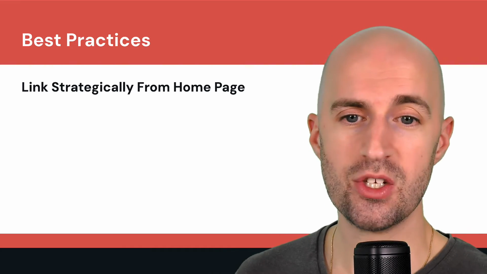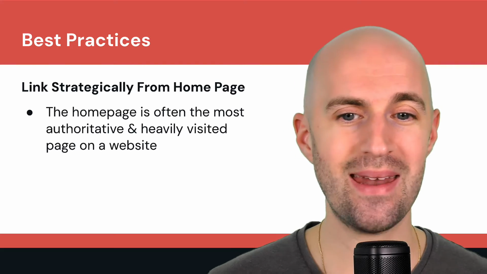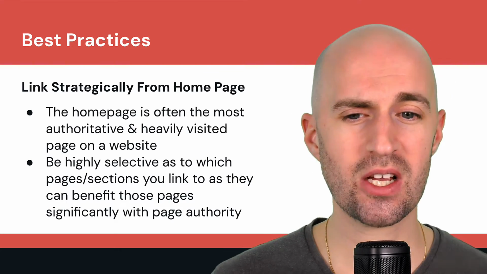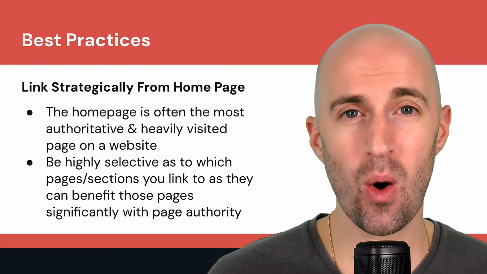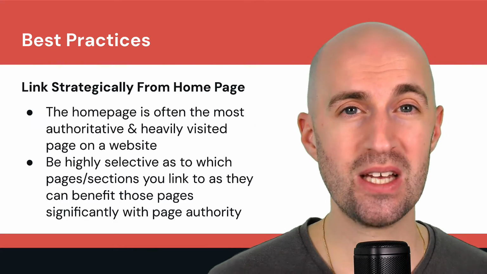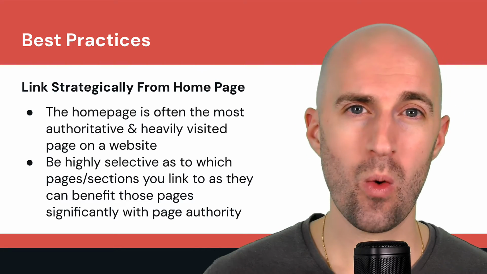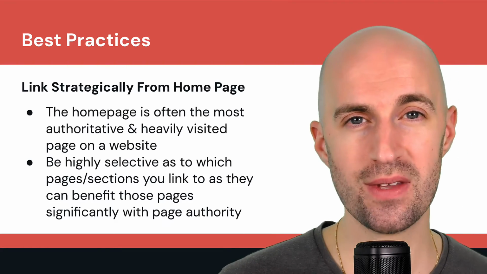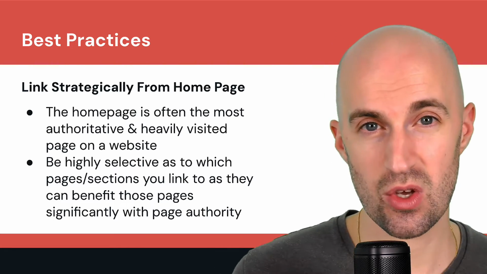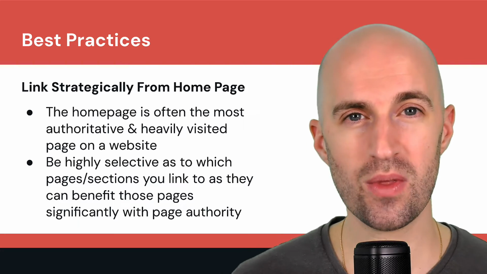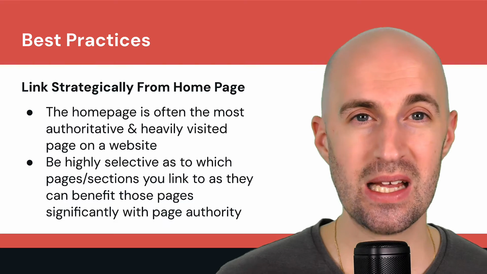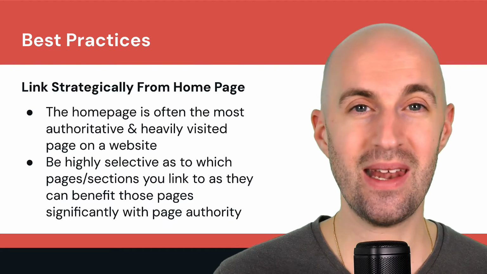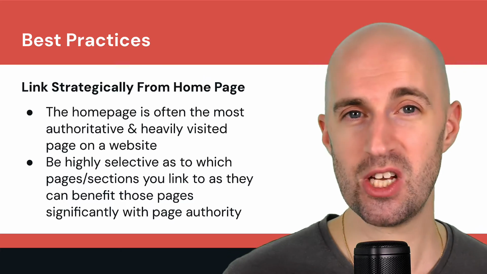Link strategically from the homepage. The homepage is the most authoritative and heavily visited page on a website. So you want to be highly selective as to which pages or sections you link to, as the homepage can really benefit those pages significantly with the page authority that it has. Most people, when they link to a website, link to the homepage. Yes, they may also link to specific pages on the site, but generally speaking, most of the backlinks go to the homepage, and that's where the authority collects, as well as from all the internal links. It is the most authoritative page. And so when you link from that homepage to other key areas of your site, it passes some of that page authority, that link equity, on. So you want to do that strategically to pages that really need that boost.